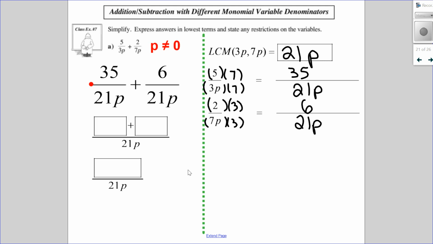So p can't be 0, monomial can't be 0. And I now have the same denominator, so I keep the denominator and I add my numerator. So 35 plus 6, that's 41 over 21p, final answer.